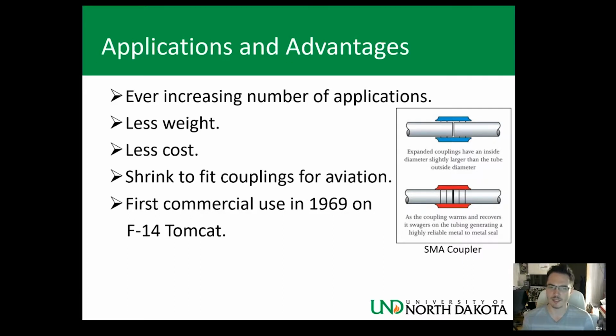They originally were seen in aviation. The first commercial use was in 1969 on the F-14 Tomcat. And basically it was used as a shrink-to-fit coupling, and you can kind of see an example of this in the SMA coupler diagram that's here. But basically they're less weight and they have less cost, and they're a pretty unique application for a lot of different things. They can replace electric motors, they can replace pneumatic and hydraulic actuators. They have a variety of applications.